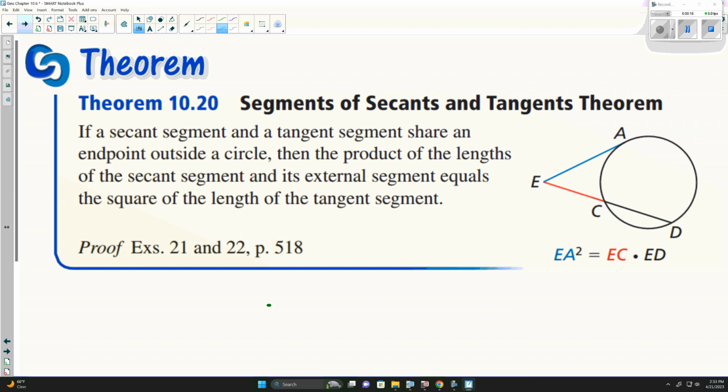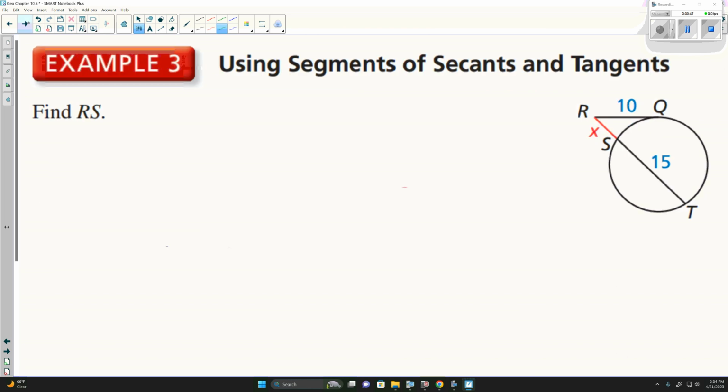If a secant and a tangent segment share an endpoint outside a circle, then the product of the lengths of the secant segment and its external segment equals the square of the length of the tangent. So the tangent times itself is going to equal the outside times the whole of the secant. So if we have a tangent segment and a secant segment, the tangent times itself will equal the exterior times the whole length.